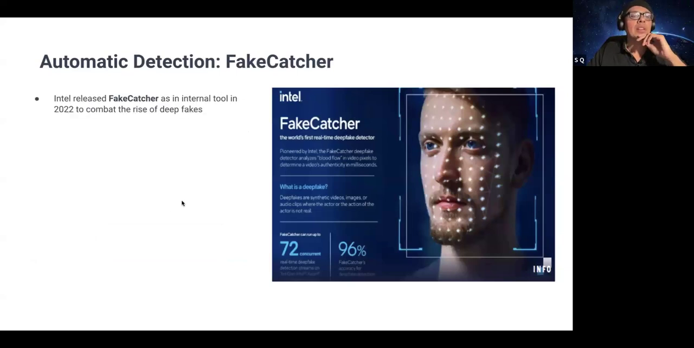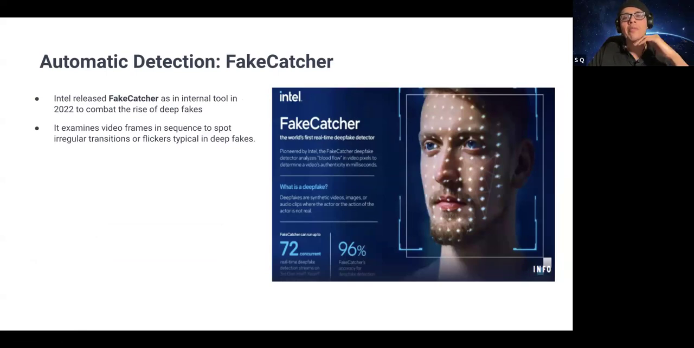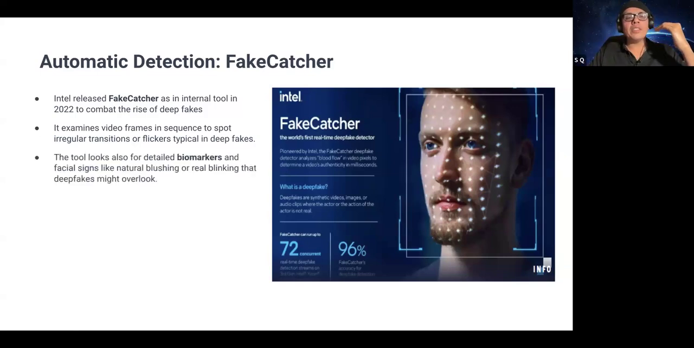this is one example. Intel released this thing called FakeCatcher in 2022 to combat the deepfake rise. One of the things that was novel about it at the time was that it looks at deepfakes for weird things, like artifacts, flickers, and facial structures that don't make sense. The other thing that really gave it a boost at the time was biomarkers. It looked for things like when people talk and they're flustered, their facial hue changes. Many deepfakes did not take that into account initially, and many deepfakes were spotted that way.